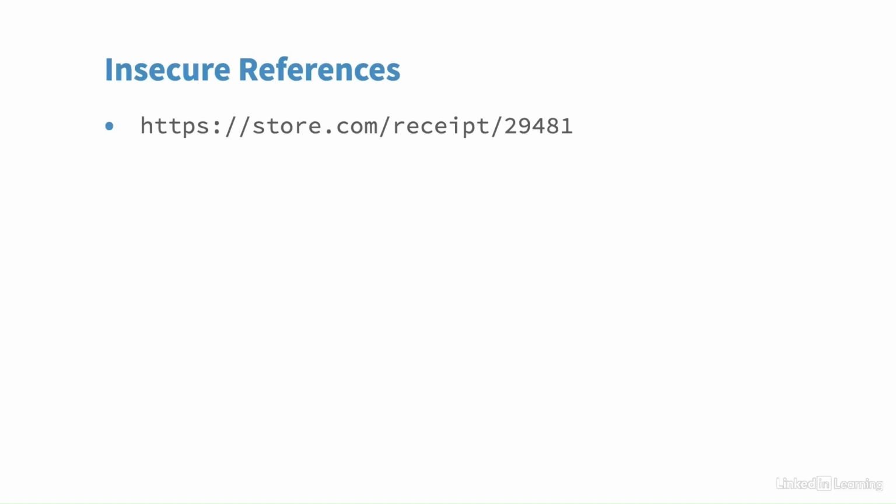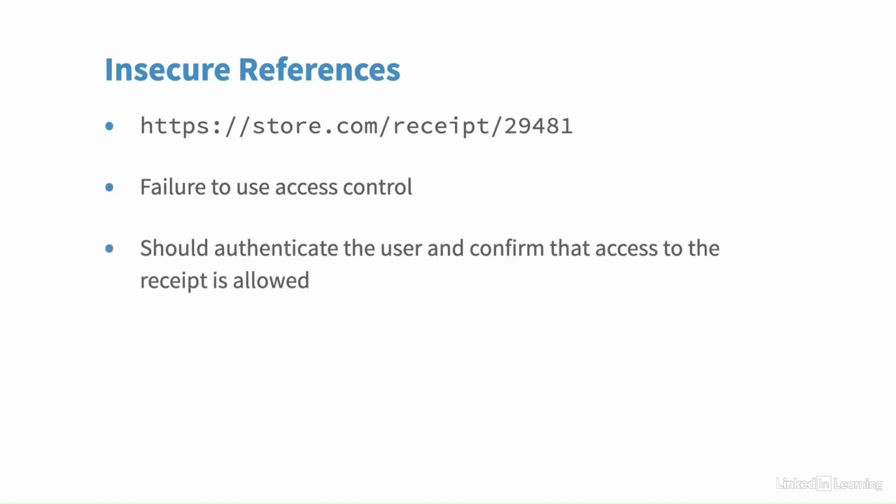You might see personal information, credit card data, and the items that were purchased. You shouldn't be able to view that information, but the direct reference is insecure. The receipt page lacks proper access controls. It should be authenticating each user and verifying that the user is allowed to view the receipt.